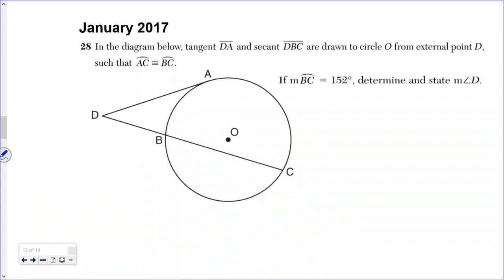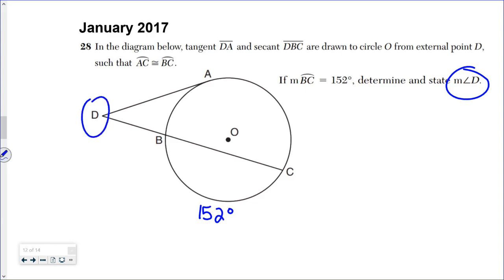January 2017, number 28. In the diagram below, tangent DA and secant DBC are drawn to circle O from external point D such that arc AC is congruent to arc BC. If the measure of arc BC is 152 degrees, let me draw that on the diagram. All right, determine and state the measure of angle D.